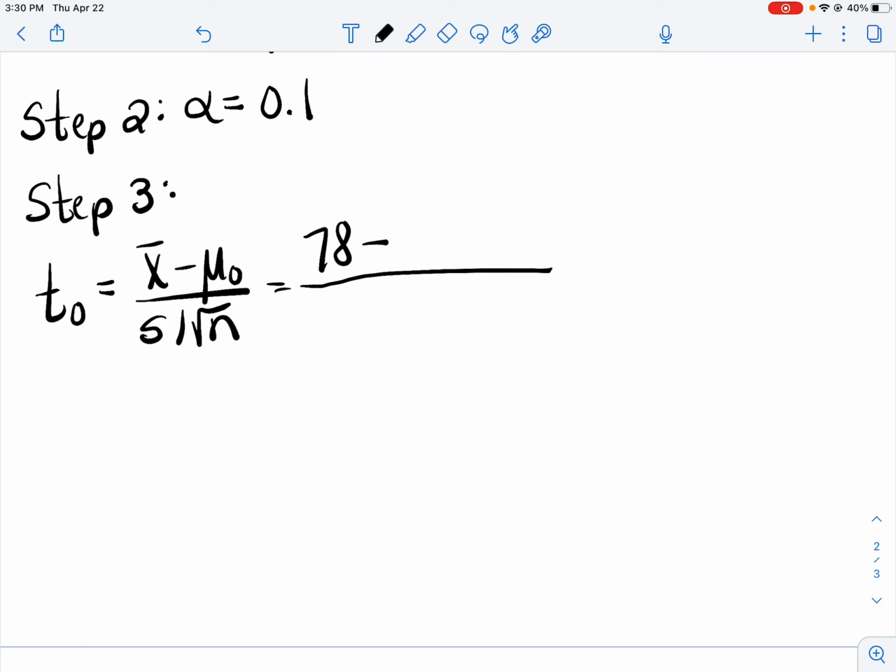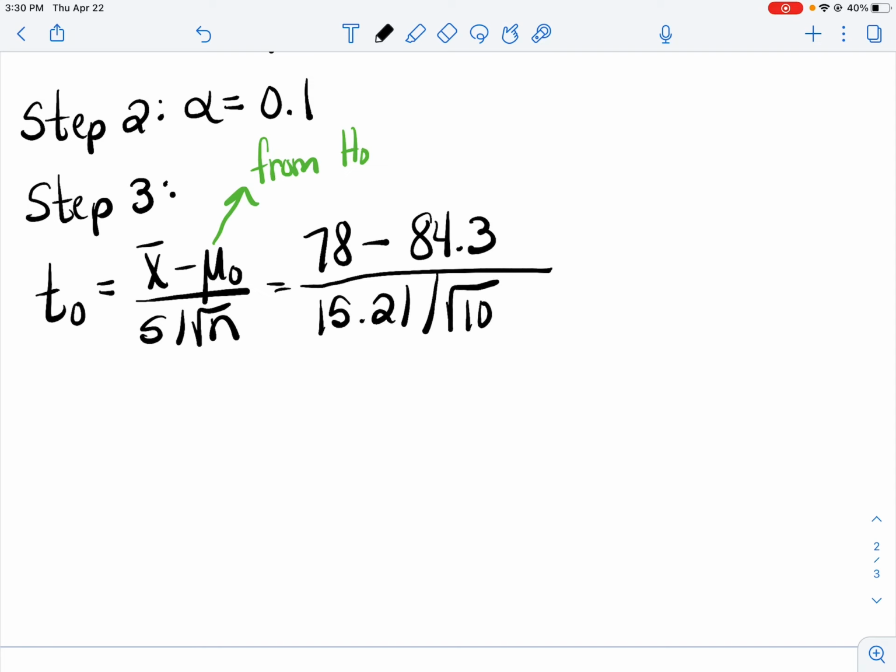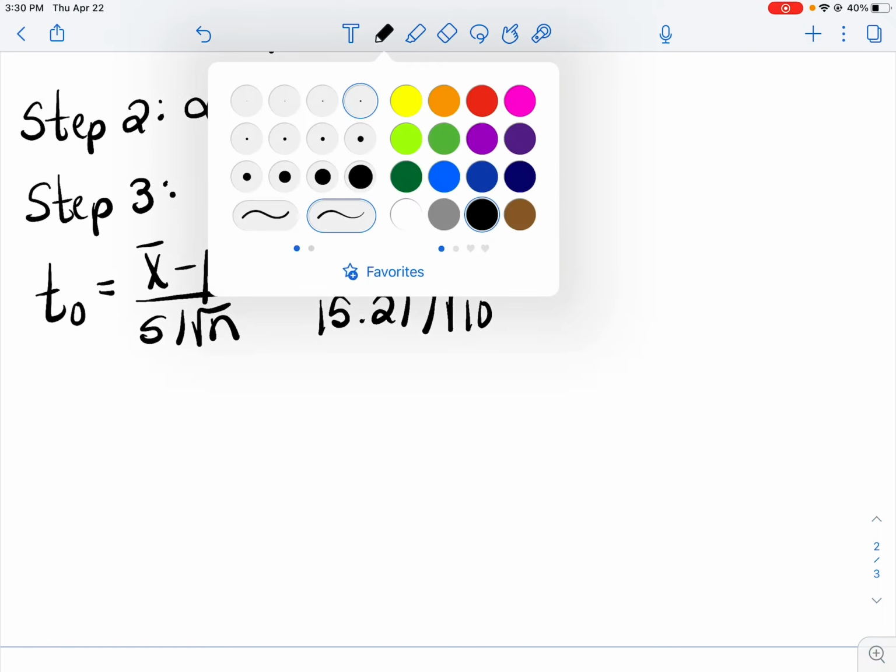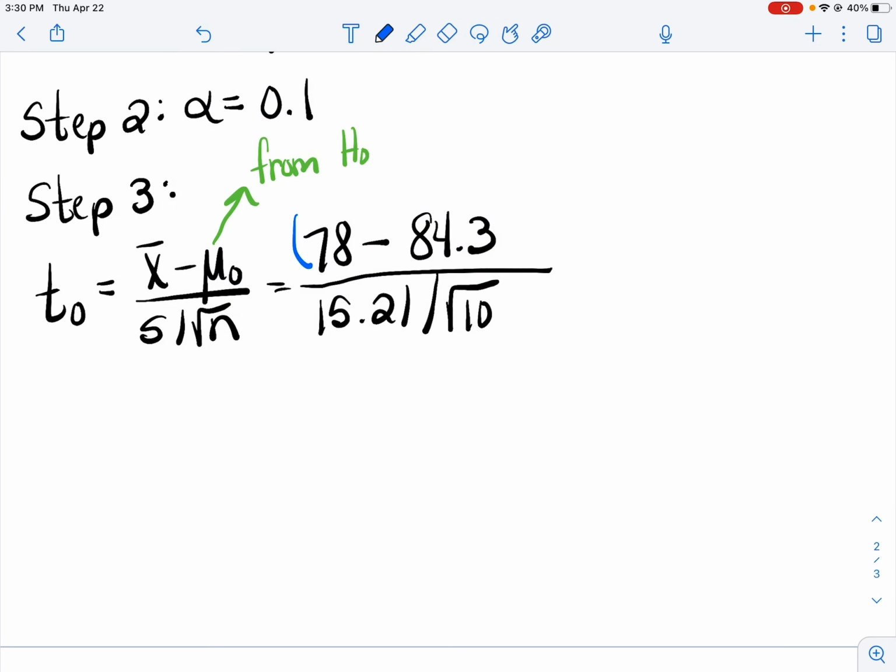We found that X bar was 78. Remember, mu naught comes from the null hypothesis, and here we have 84.3. Our standard deviation was 15.21, and our N here is 10. When you type this into your calculator, make sure you put parentheses around the numerator and around the denominator. Pause the video and type this into your calculator.